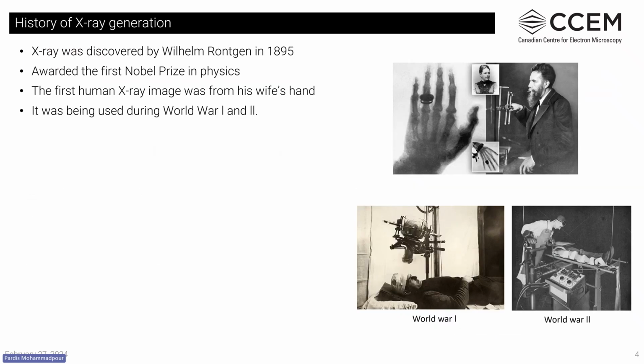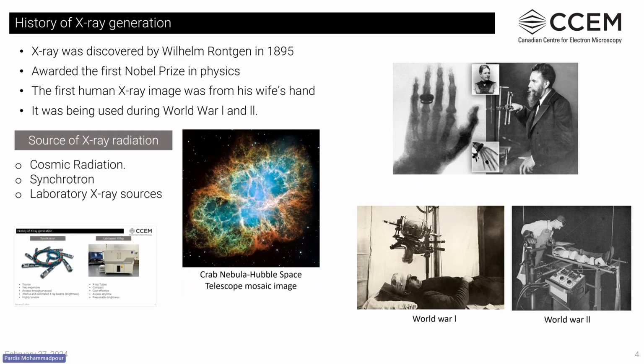Wilhelm Röntgen, a German mechanical engineer and physicist, discovered X-rays in 1895 and was awarded the first Nobel Prize in physics for that. Here you can see the first human X-ray image from his wife's hand. X-rays started being used for medical purposes during World Wars I and World Wars II.